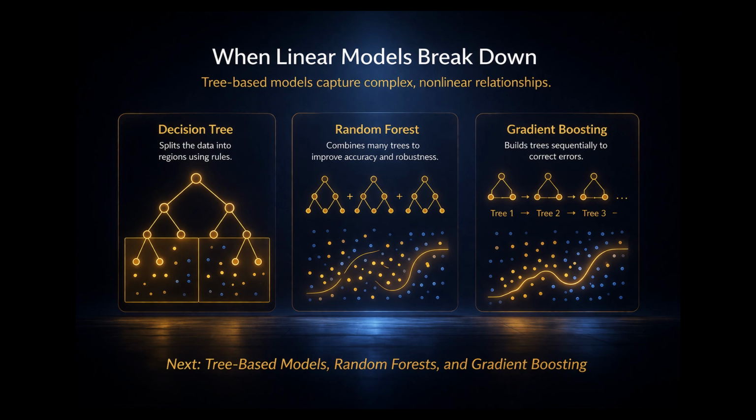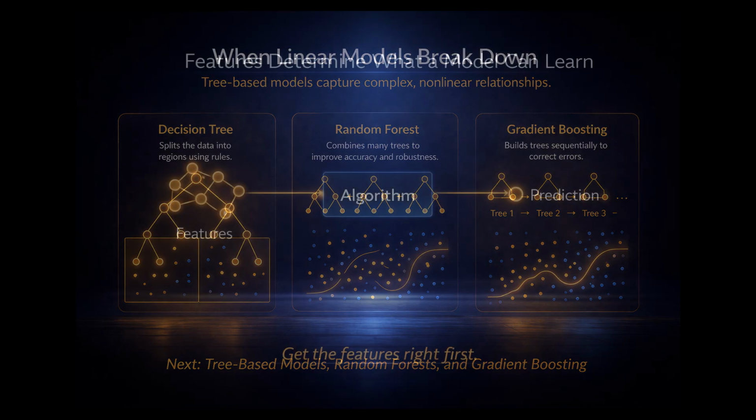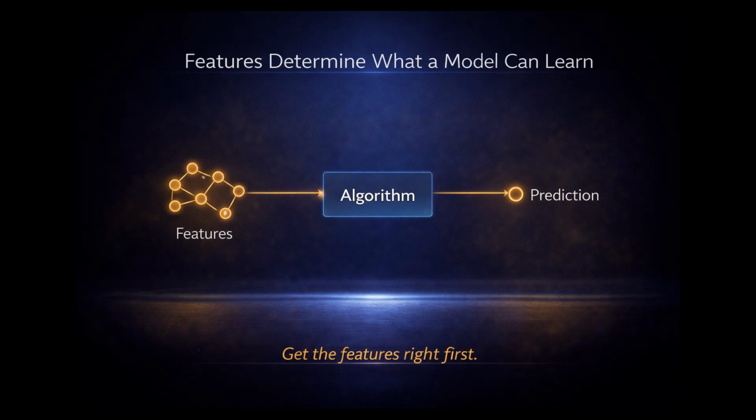In the next video, we look at the models that dominate production systems when that assumption breaks down. Tree-based models, random forests, and gradient boosting. Features determine what a model can learn. Algorithms determine how efficiently it learns what the features allow. If the features do not contain the signal, no algorithm can recover it.